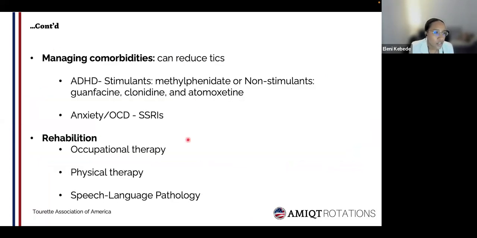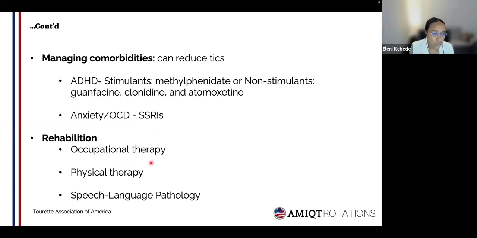So managing comorbidities is a big part of management. Some studies have shown that when we treat the ADHD or OCD, the tics can be reduced. So for ADHD comorbidity, we can use stimulant or non-stimulant options. For the anxiety, or OCD, we can use the SSRIs.